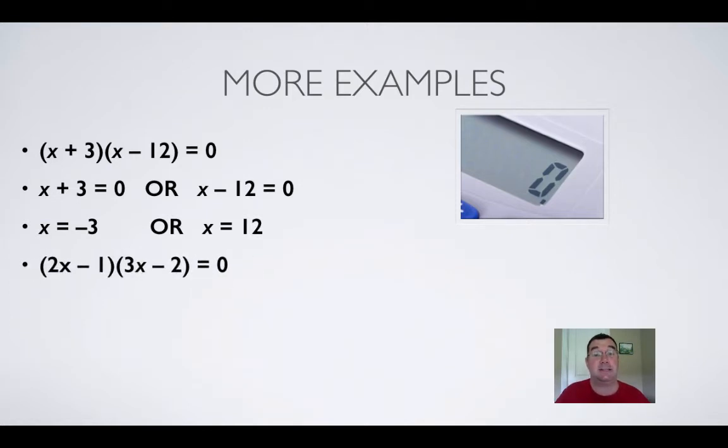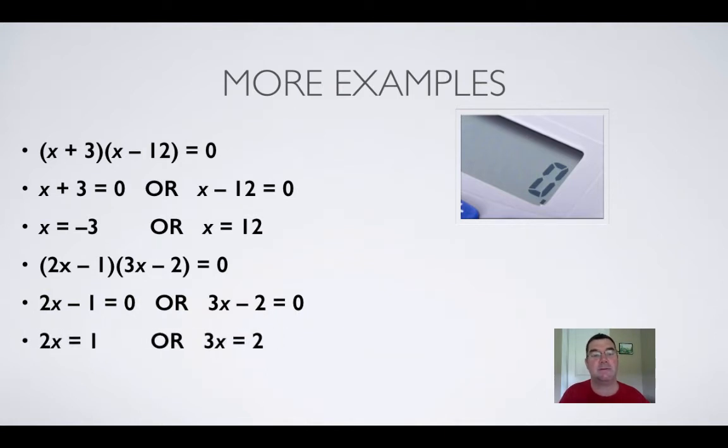All right, and another example, 2x minus 1 times 3x minus 2 equaling 0. That means that either 2x minus 1 equals 0 or 3x minus 2 equals 0. Solve those a little bit further and I get that 2x is 1 or 3x is 2. And dividing will get me the final solutions, which is x equals a half or x equals 2/3. You could plug either one of those into that equation and get an answer of 0.